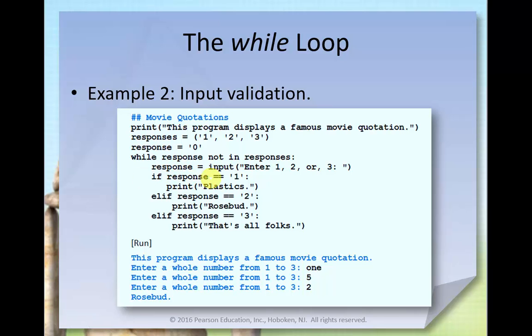So if the response equals 1, we're going to simply print plastics. There's our familiar else if statement. If the response is 2, we're going to do something else. Else if the response is 3, we're going to print a third movie quote.